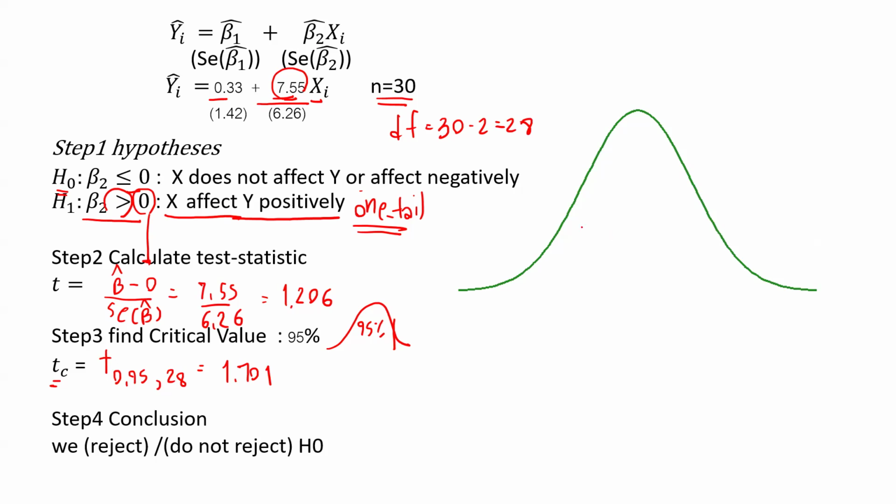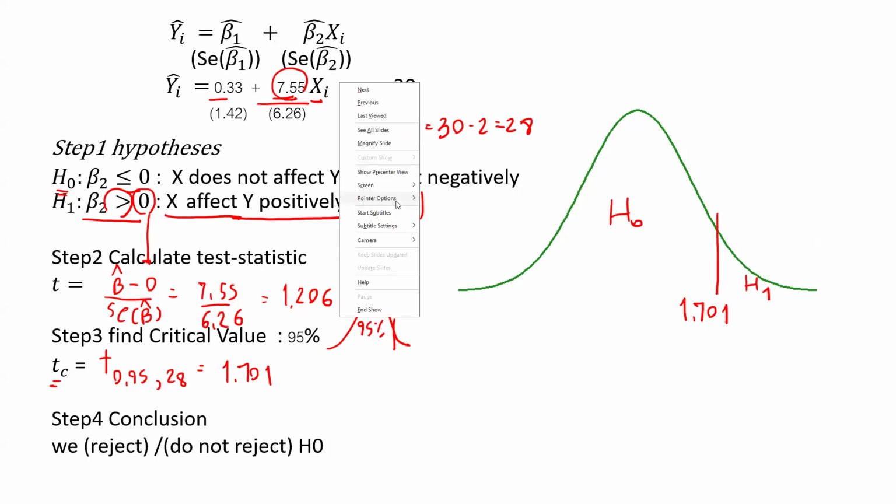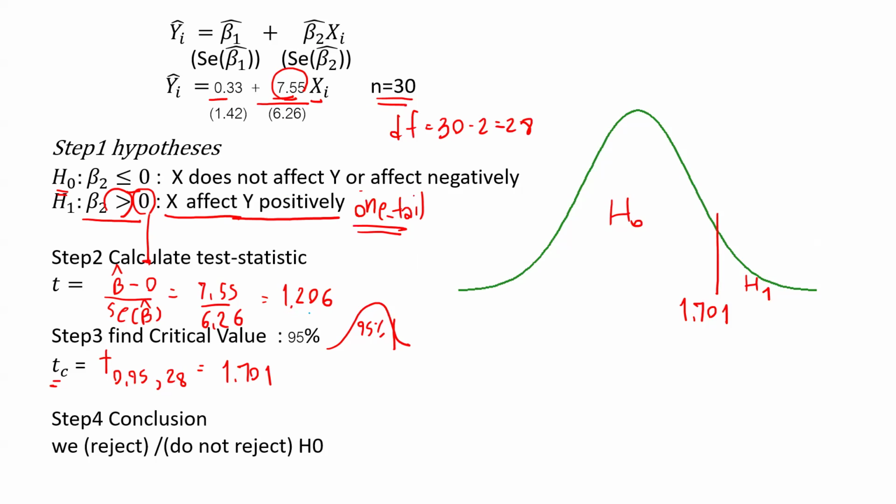Okay, so we are now ready to make a conclusion. You have to draw the normal distribution. Greater is on the right. So the third step, 1.701 — this will be H0, and this will be H1. Then, since your calculation is only 1.206, it falls in this area, the H0 area. 1.206 is in H0, right?